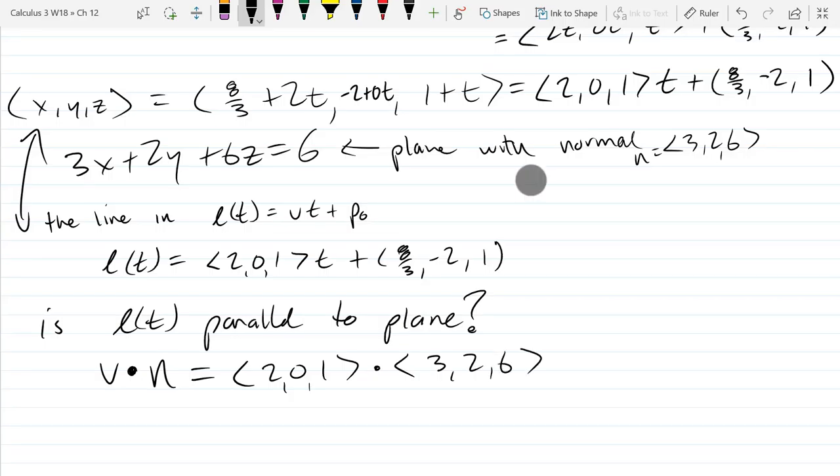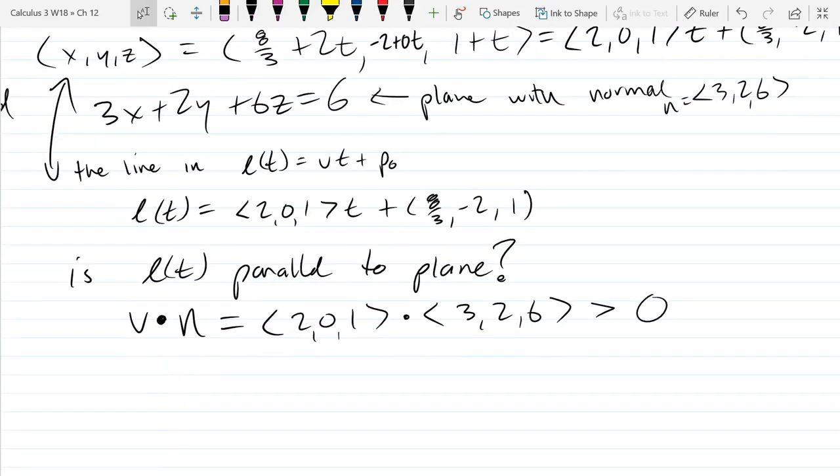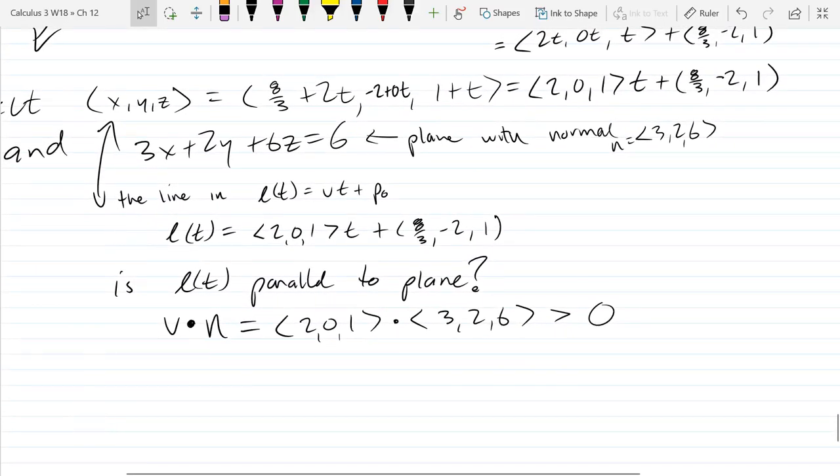It should be pretty clear that you get a positive number without adding and multiplying, because all that stuff's not very fun. I just want to know 0 or not 0. So I can say here, not 0. So we're expecting one point of intersection. How in the world do I find that point?